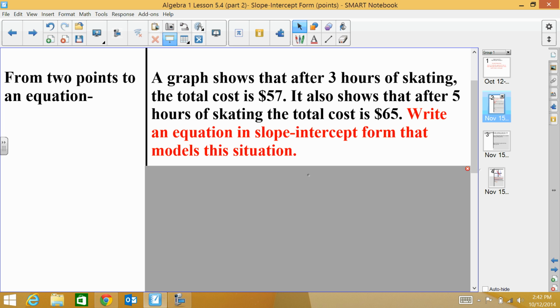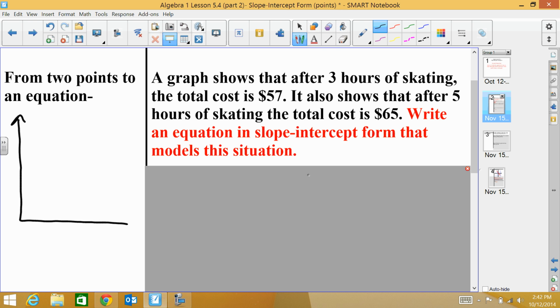So let's just say we have a graph here on the side, and I'm just drawing an estimate. So let's say 1, 2, 3, 4, 5. After 3 hours of skating, the cost is $57. So let's do 10, 20, 30, 40, 50, 60, 70. We'll count by 10, so you get the point. And this is 1, 2, 3, 4, 5. So this is just a rough estimate.